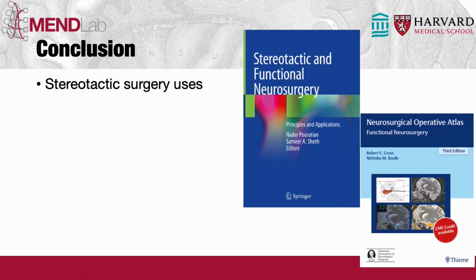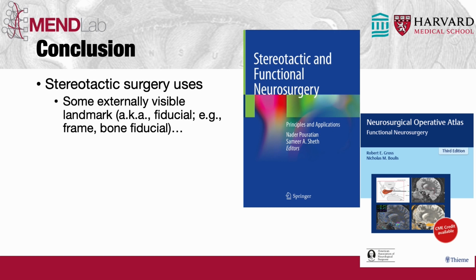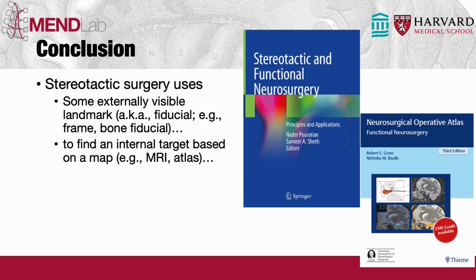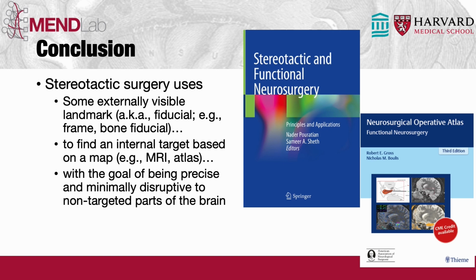So to conclude this short lecture, stereotactic surgery uses some externally visible landmark, also known as a fiducial, and that could be something like a frame or a bone fiducial, something you can see in the real world in the operating room, to find an internal target based on some map. And that's either an MRI or an atlas or some other way to find what you're seeking within the brain, deep in the brain, with the goal of being precise and minimally disruptive to non-targeted parts of the brain. So that is the crux of stereotactic surgery, and that's how we're doing it nowadays.